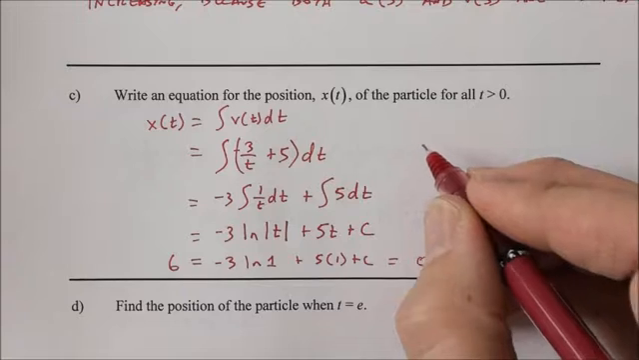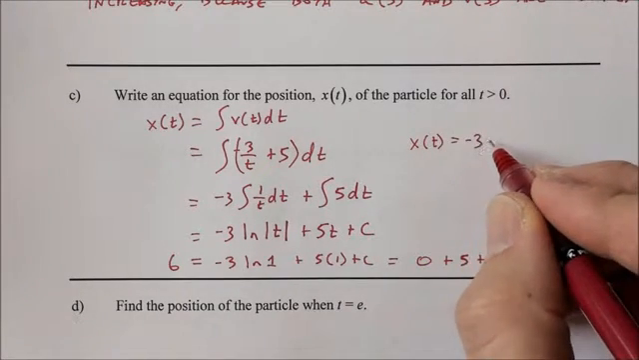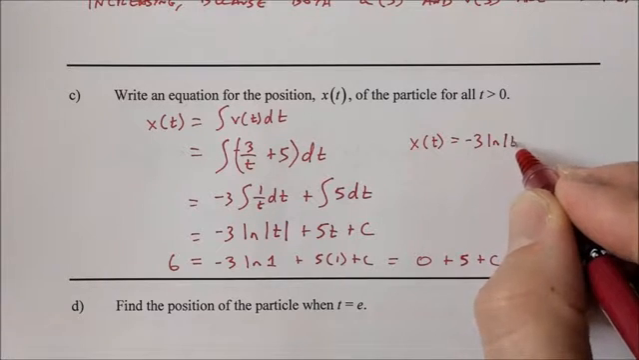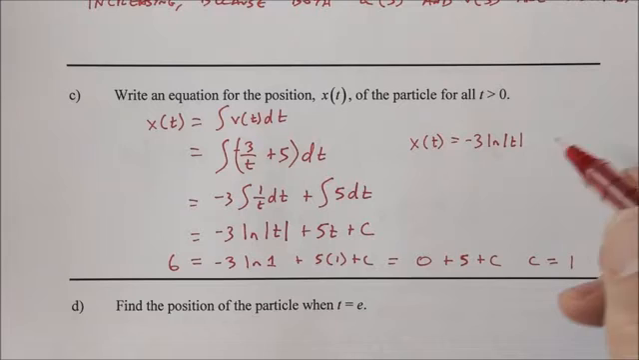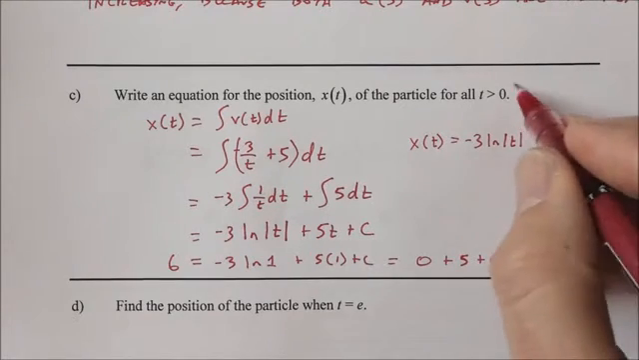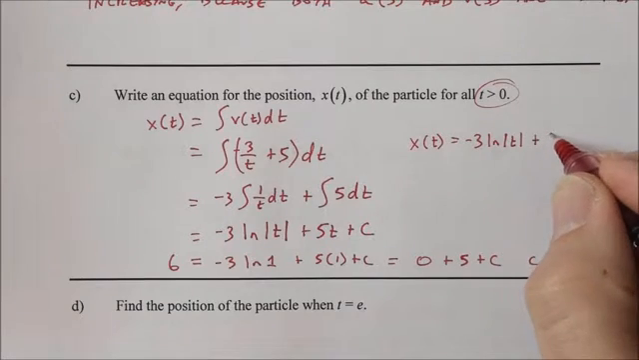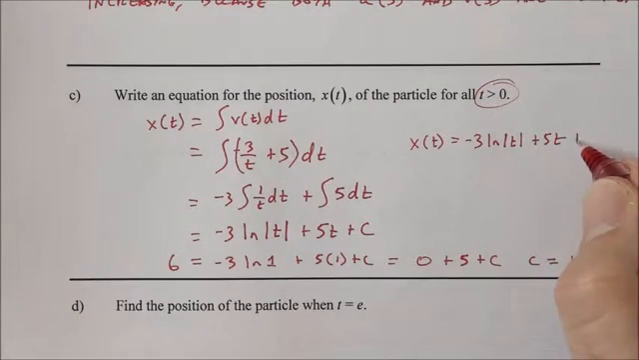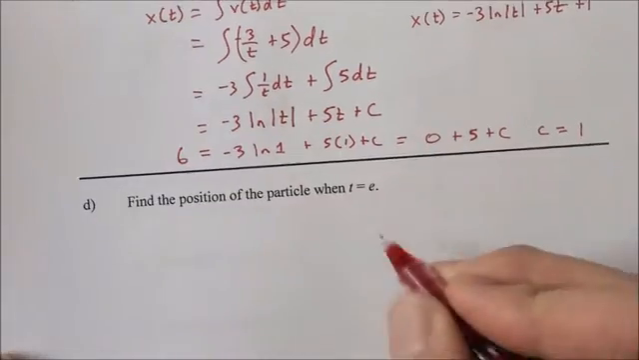And therefore our position, x of t, final answer, will be negative 3 times the natural log of the absolute value of t. Although again, t is always positive, so technically we don't need the absolute value marks there because we're given our domain that t is positive. But look, there's no harm in having it there. Plus 5t plus 1.